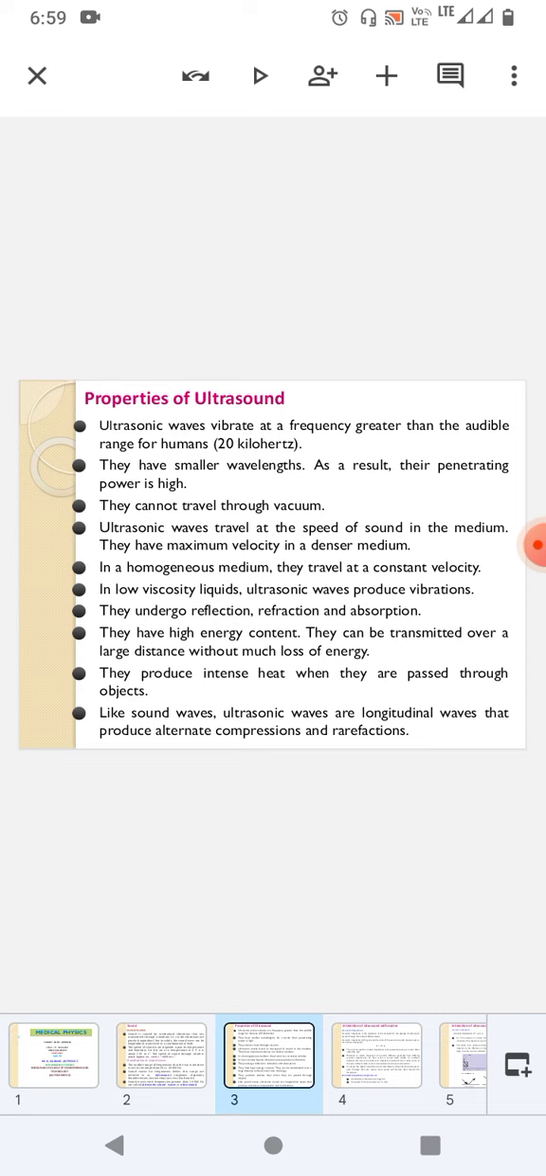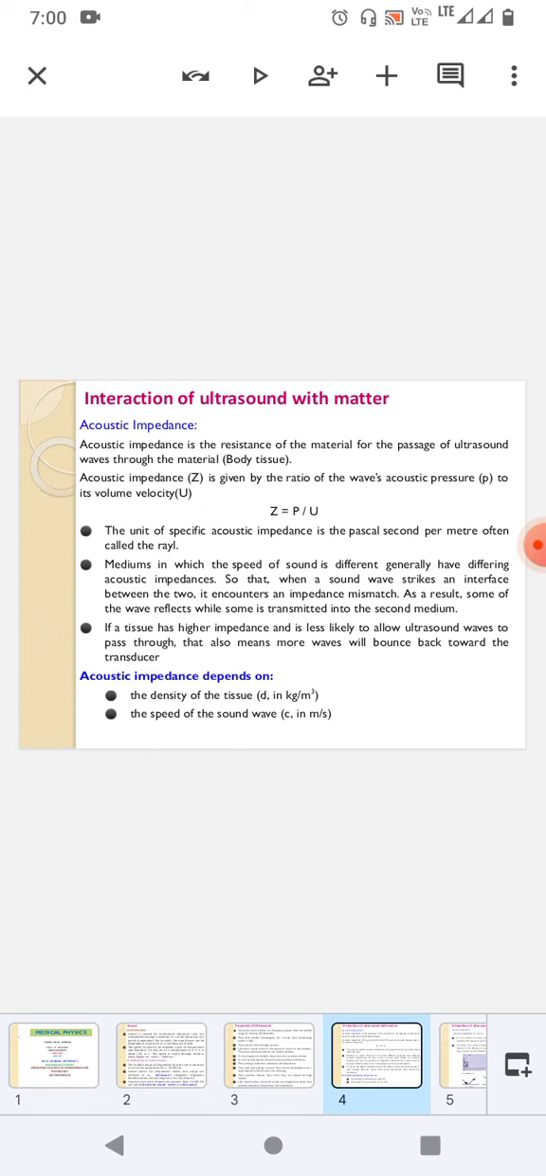What are the important properties of ultrasound? In this chapter we are going to concentrate only on the higher frequency sound, that is ultrasound. Ultrasonic sound vibrates at a frequency greater than the audible range for human beings, that is more than 20 kilohertz. They have a smaller wavelength, and as a result their penetration power is more. Smaller wavelength indicates higher frequency. They cannot travel through vacuum. Ultrasonic waves travel at the speed of sound in the medium. They have maximum velocity in the denser medium and minimum velocity in the rarer medium. In a homogeneous medium, they travel at a constant velocity.